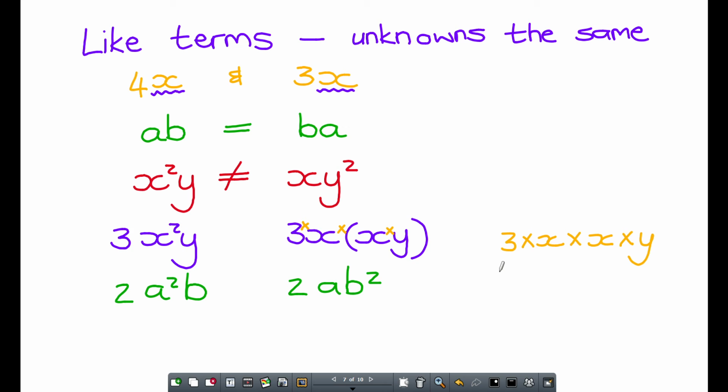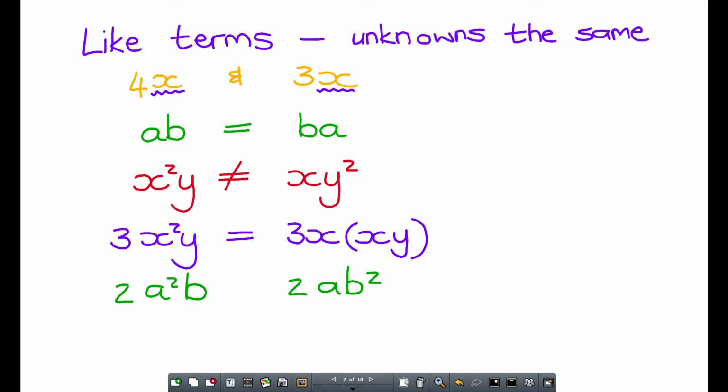Okay. Now when we write it out like I've got it on the right hand side, like this, then you can see that if I put those two together, the 3 will stay 3. The two x's, the x times x, will become x to the power of 2, and the y. They're all multiplied with each other, like we have over here. Okay? Right. So would that be like terms then? Yes. Okay.